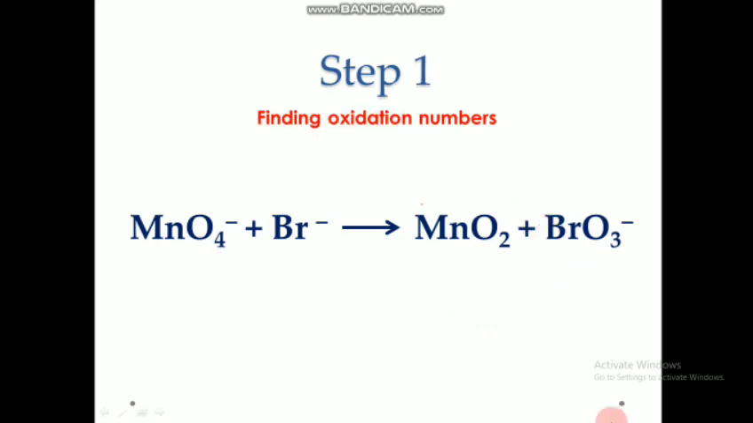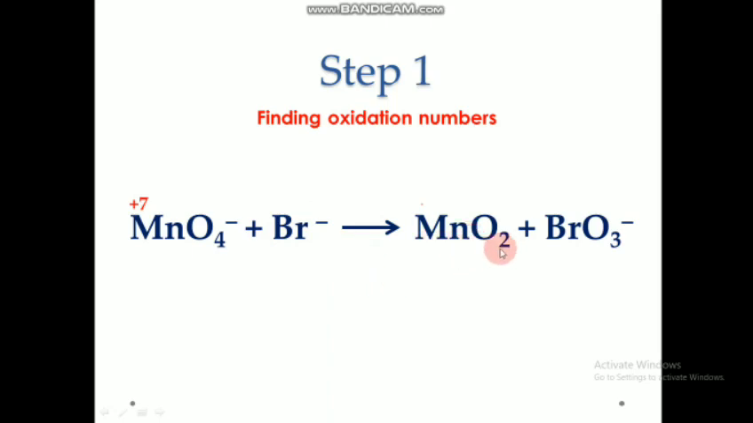First, finding the oxidation numbers. We need to find out the oxidation number of the individual atoms here, the same thing which we have done in the acidic medium. So manganese: there are 4 oxygens, each 2 negative, so 4 into 2, 8 minus, and a net charge of 1 minus, so the manganese will be 7 plus. In bromine, we don't have to consider the oxidation number because the charge itself is its oxidation number. So it will be minus 1.